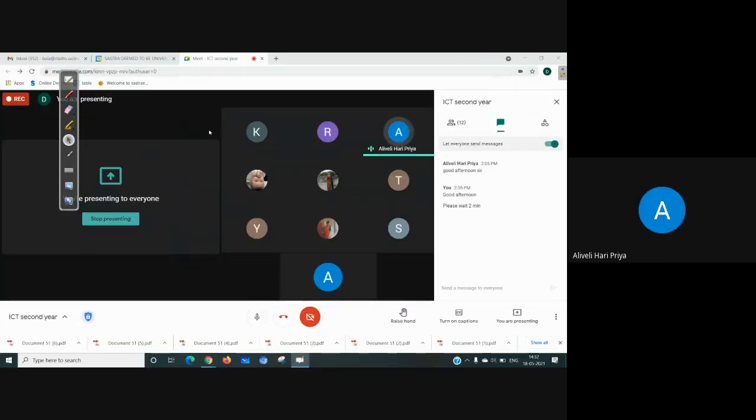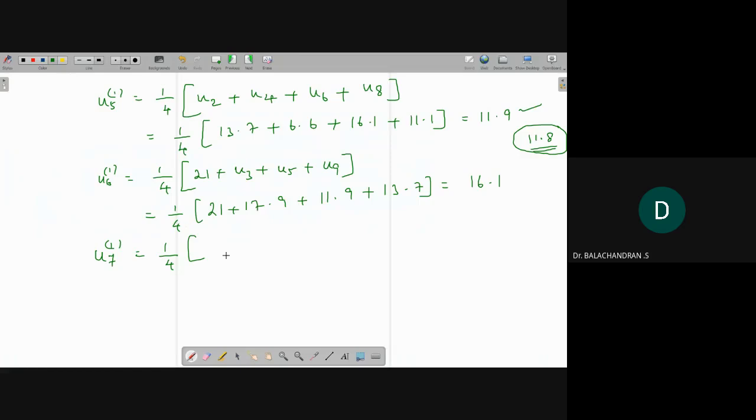Okay, U4 plus U8, that is 8.7, plus 0. So now one by four, U4 value is 6.6.